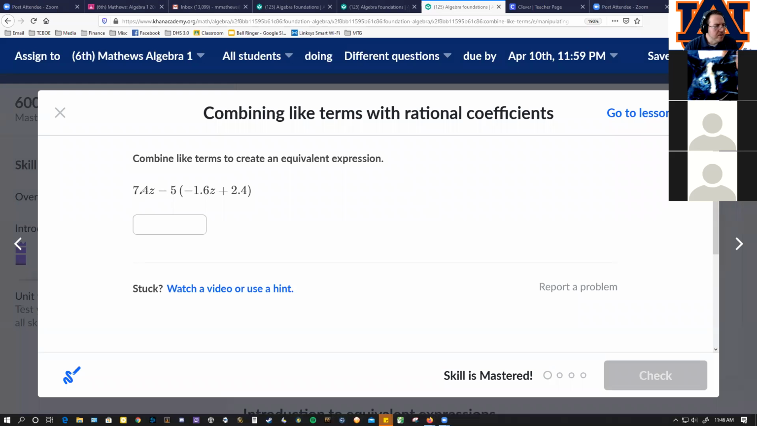So 7.4z minus 5, parentheses, negative 1.6z plus 2 4/10 in parentheses. Okay, well, 7.4z minus 5, parentheses, negative 1.6z. I'm always tempted to start saying the British and call it Z.